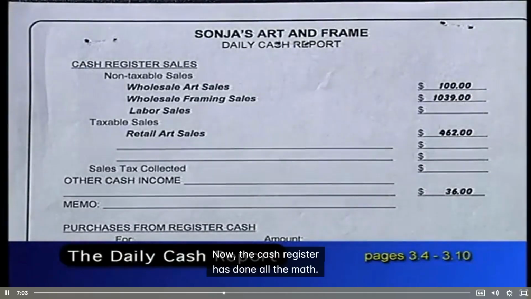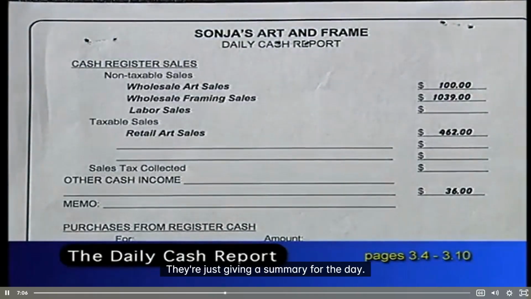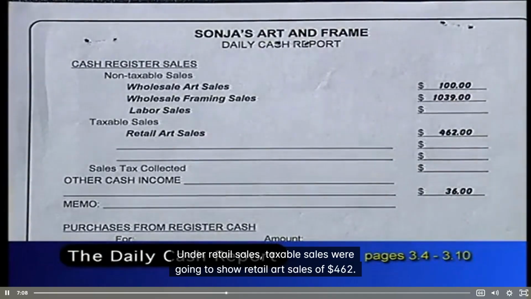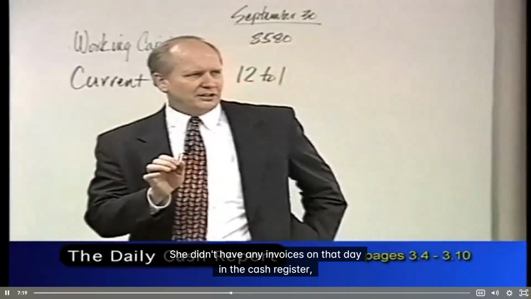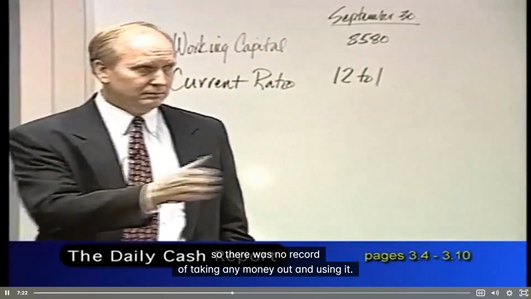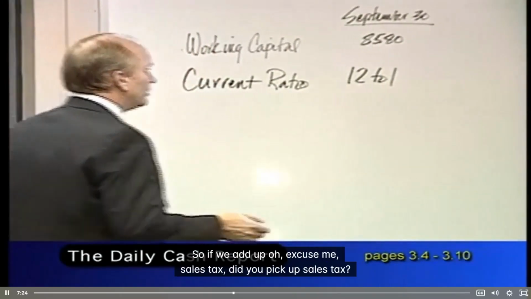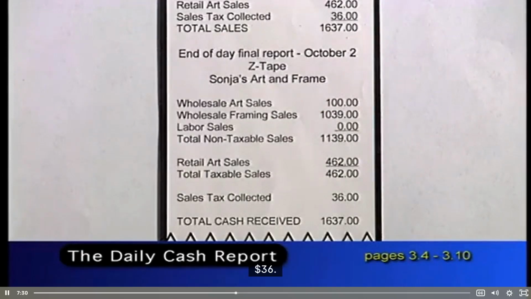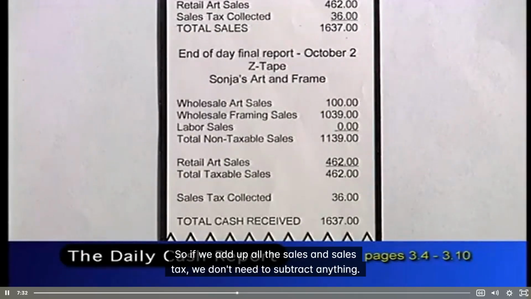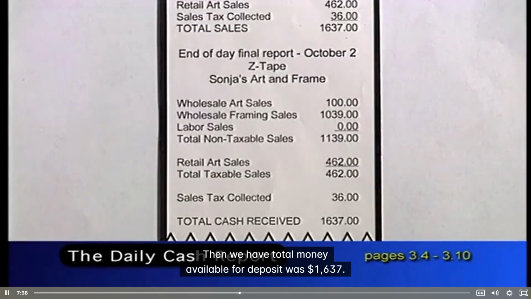Now the cash register's done all the math. They're just giving a summary for the day. Under retail sales, taxable sales, we're going to show retail art sales of $462. She didn't have any invoices on that day in the cash register, so there was no record of taking any money out and using it. So if we add up, sales tax. Did you pick up sales tax? $36. So if we add up all the sales and sales tax, we don't need to subtract anything, then we have total money available for deposit was $1,637.